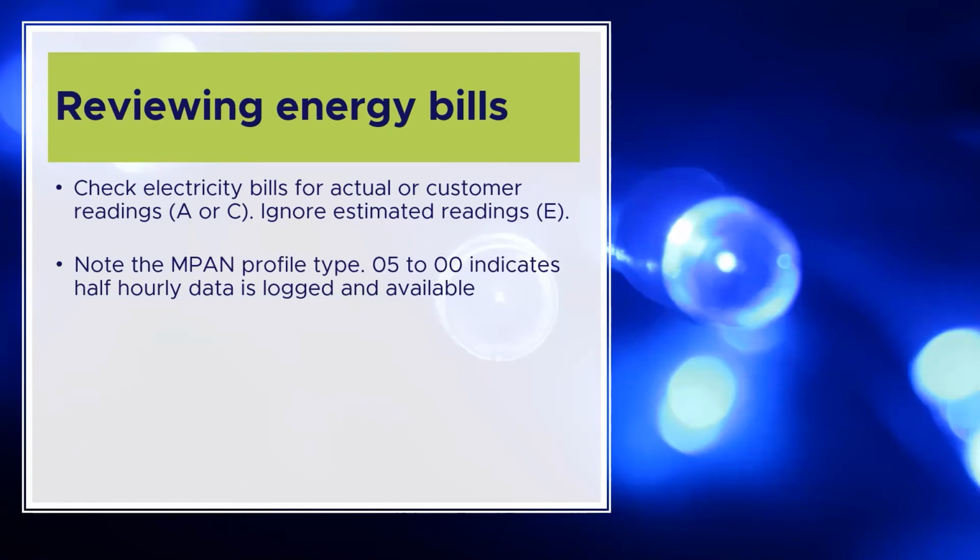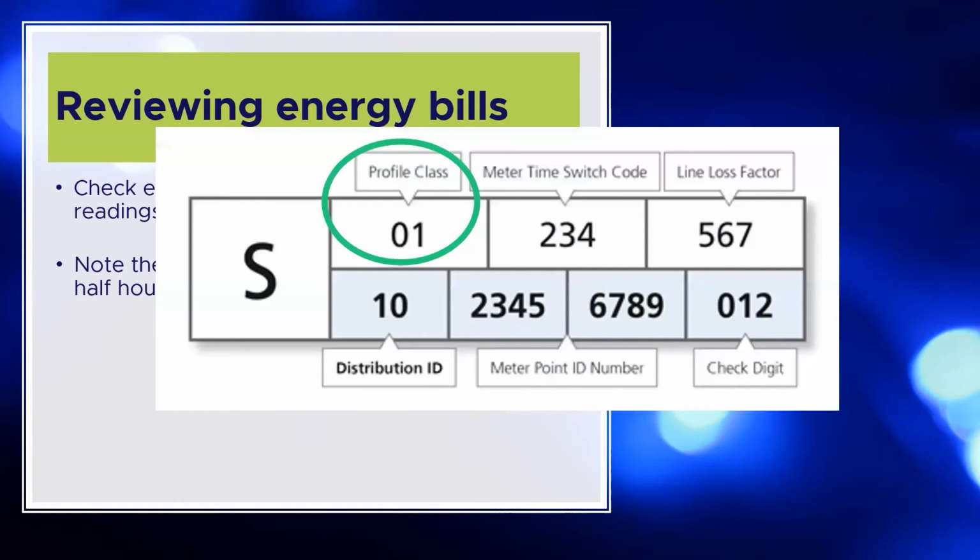Another note is that your meter profile administration number or profile number, I'll show you an example in a second, will have different classifications. These are roughly based on size. And any school that has an electricity profile of 05 to 00 means that the data is being collected and logged by the half hour. And if you can get access to these through your supplier, you can find out annual and much more detailed energy use quite easily. This is an example of, and you'll see these on electricity bills, of what meter profile numbers look like. And the first 2 digits that are circled there is the profile type or class.